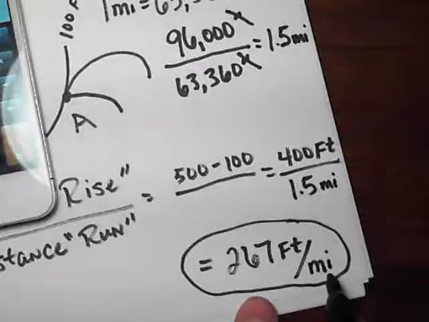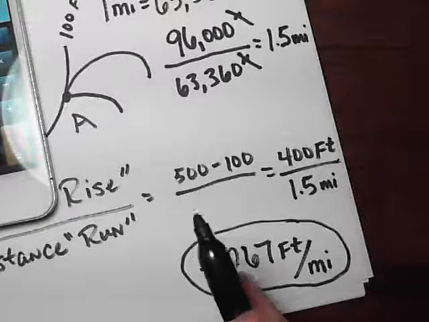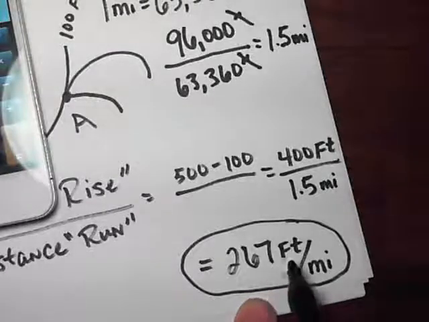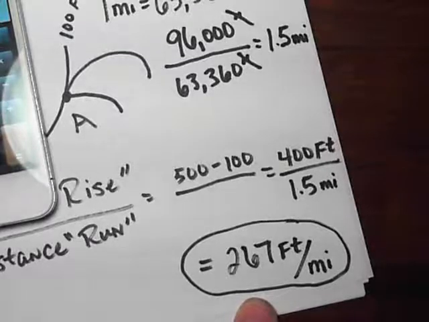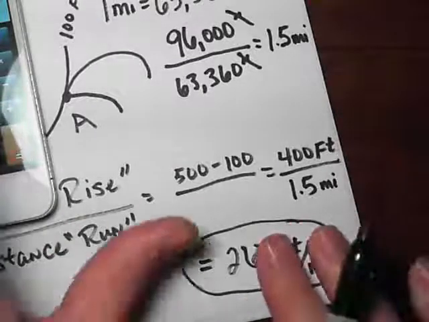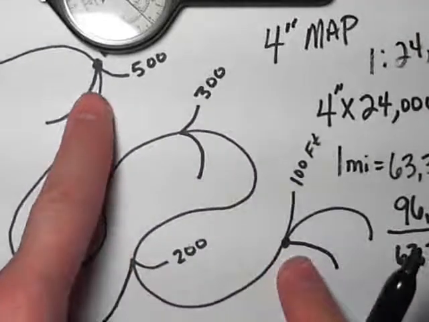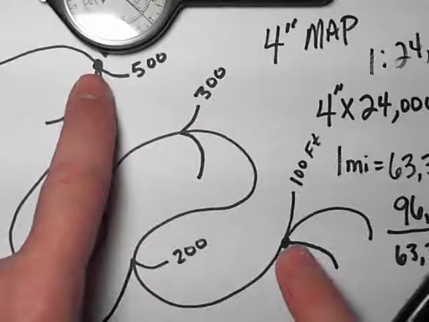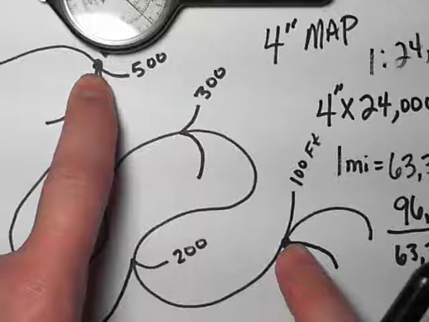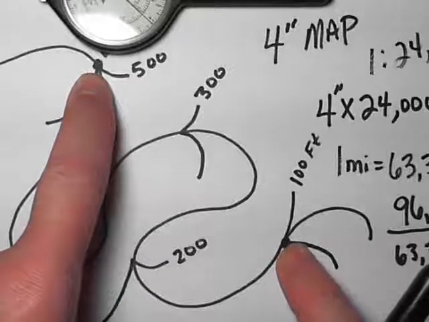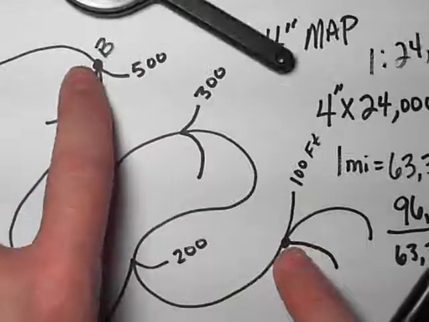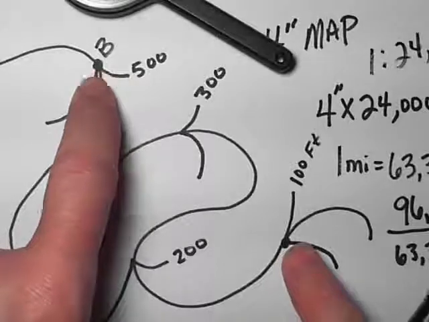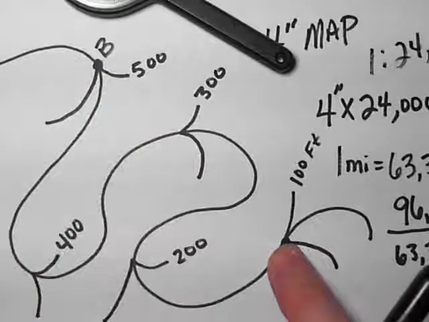That means that for every mile you travel on this stream, the elevation is going to change by 267 feet. And that's how you calculate the stream gradient. Remember, you must start and stop on a contour line. If the contour lines are not crossing the stream, then technically you can't calculate stream gradient. So make sure that the elevation values you're using are associated with the contour lines that you start and stop on.